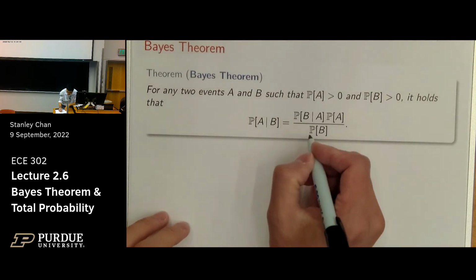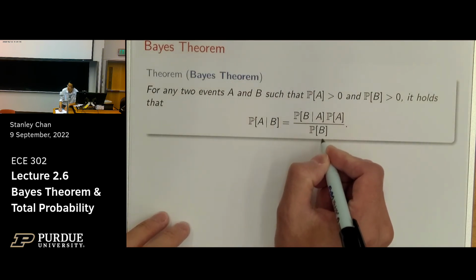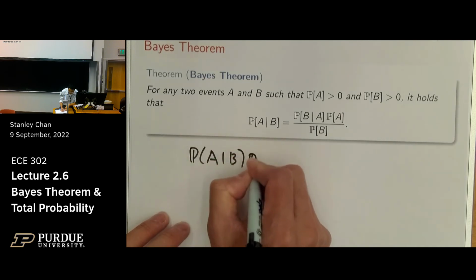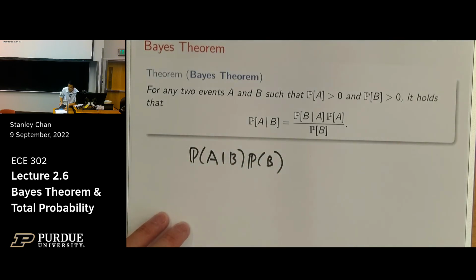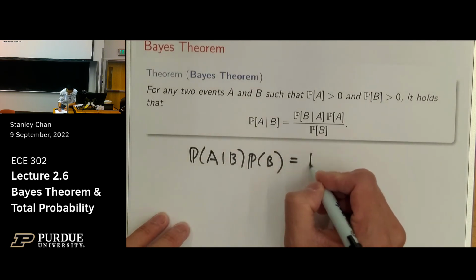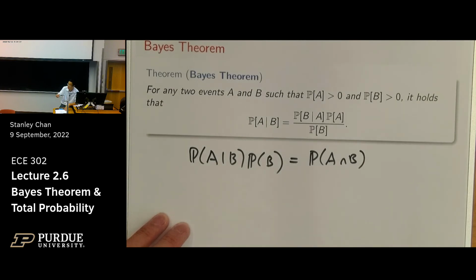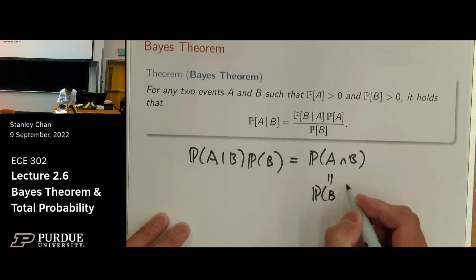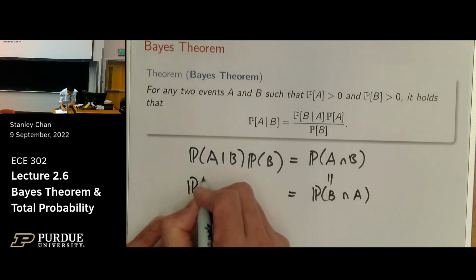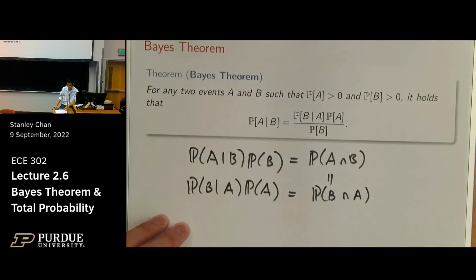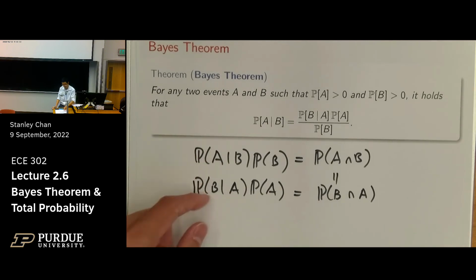The reason is you move the probability of B to the left-hand side, then you get the probability of A given B times the probability of B. This is the left-hand side, and this gives you the probability of A intersect B. Now you flip the order of A and B. This is the same as the probability of B intersect A, and this is the same as the probability of B given A times the probability of A. They're the same. That is the theorem.